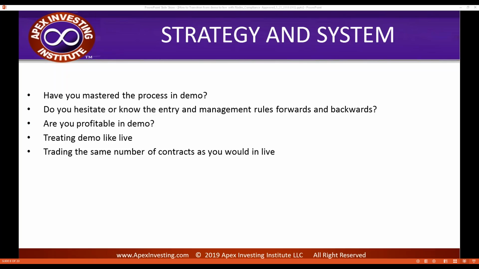If you're only going to have enough of a live account to do one contract at a time, only trade one contract at a time in demo. Trade demo the same way you will trade when you start live trading.